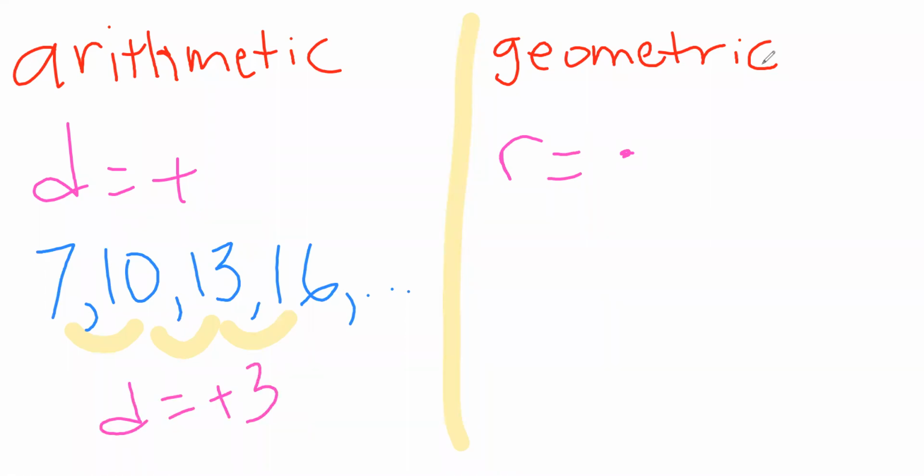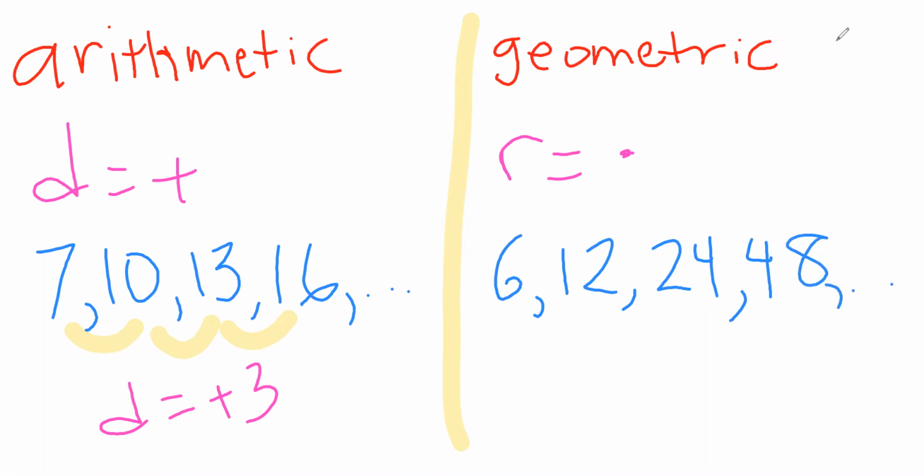And with geometric, let's do an example of geometric. Maybe we have something like this. This is geometric because it is multiplying. And if we take a look at the terms and how they are changing, this is going to be multiplying by 2. So the common ratio is just 2.